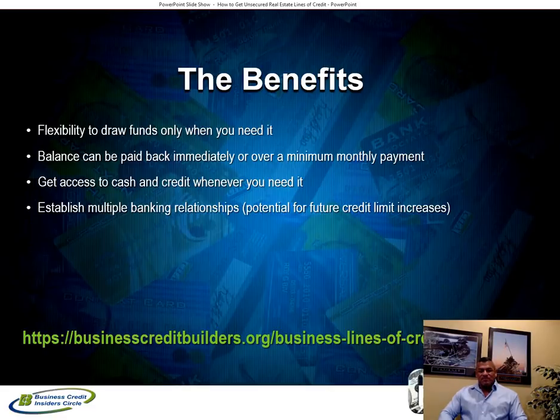Now, another benefit of our programs is that we help you establish multiple banking relationships. Your line of credit, whether it's business credit cards or bank lines of credit, is not with one bank. You'll have multiple banks that will issue you business credit cards and bank lines of credit. So this will give you multiple banking relationships, usually around 3 to 4 relationships per type of funding vehicle. So this gives you diversity. The banks will compete for your business. They'll give you potential for credit limit increases.